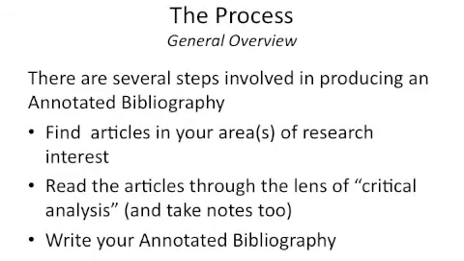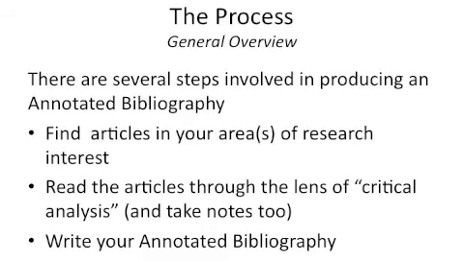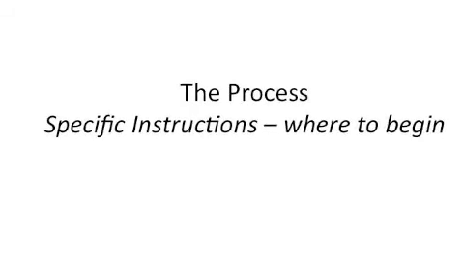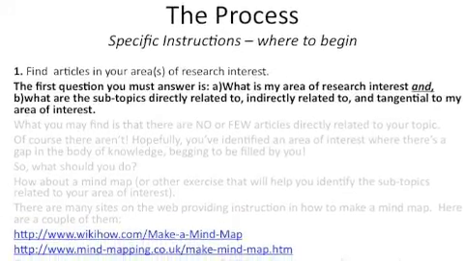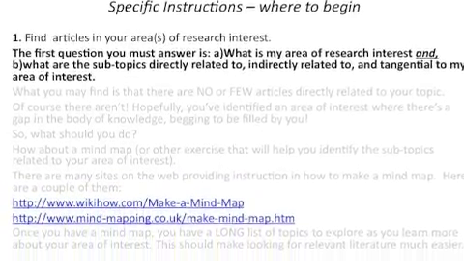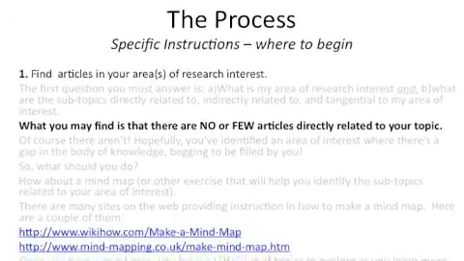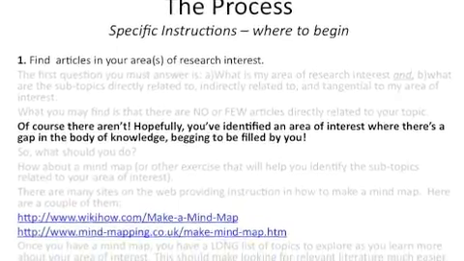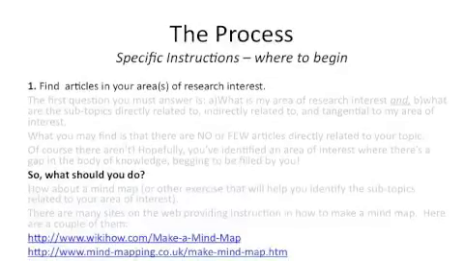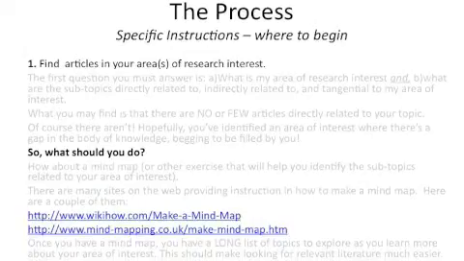The process: find articles, read articles, and write your bib. First, you want to think about what topics you are looking for. What you may find is that there are no articles directly related to your topic. Of course there aren't, because you are looking at a gap in the knowledge. So what should you do?